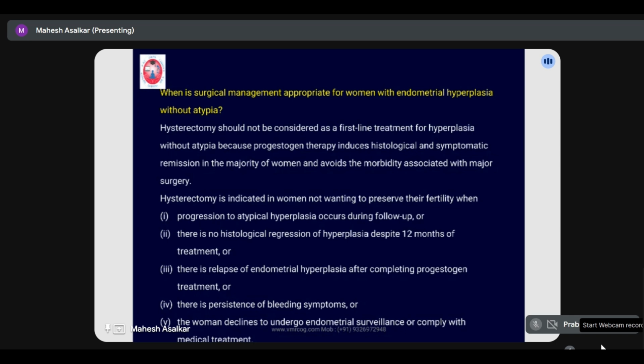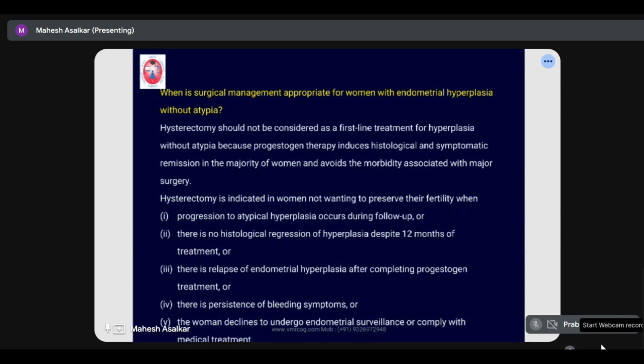Medical management, if you give, has to be under surveillance till the patient is discharged, and you know the discharge criteria. If the patient is not willing for that, then hysterectomy is indicated. So have you understood the indications for hysterectomy? One, there is a progression. Second, there is no regression. Third, there is a relapse. Fourth, there is a persistence of the symptoms. And fifth, the woman declines the follow-up or surveillance, and there is a compliance issue. These are the indications for hysterectomy in cases of endometrial hyperplasia without atypia.